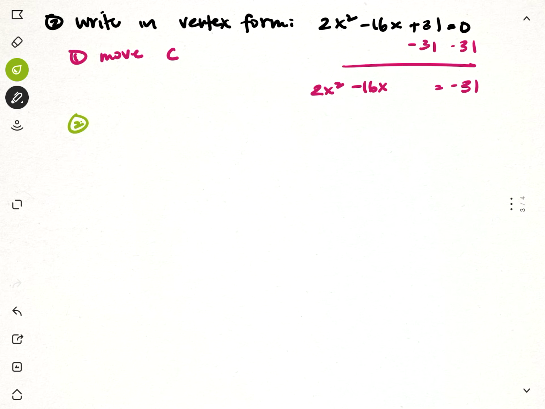Okay, step 2. What we're going to do is factor out the A. So in this case, our A is 2, right? So we're going to factor it out. So 2 parentheses. And I'm just pulling out the A, so I'm not pulling out the X. So we still have x squared here. And then remember when we factor out, we're dividing, right? So -16 divided by the 2 that we factored out is going to give us -8x. I'm going to leave a blank in there. Equals -31. Now, because we only factored the 2 out of the left side, we don't have to do it on the right side. So don't worry about it.